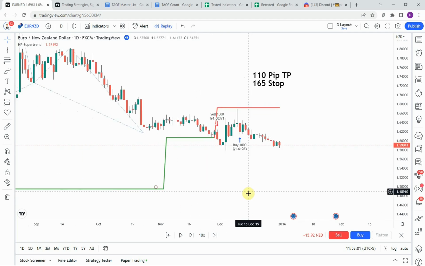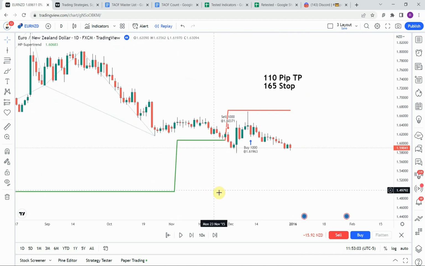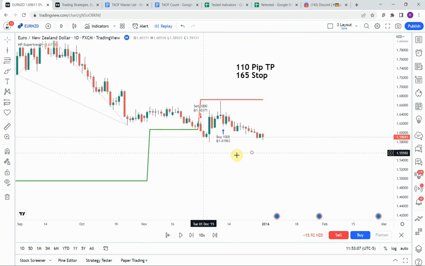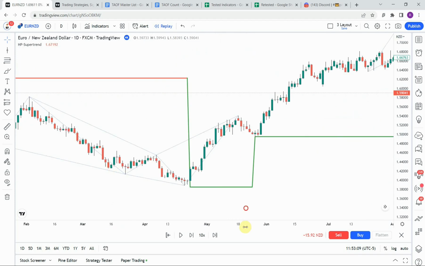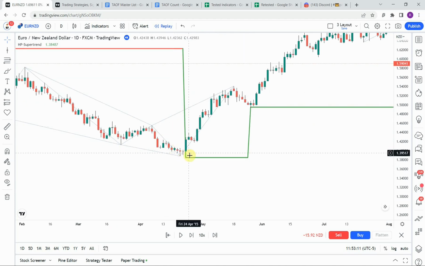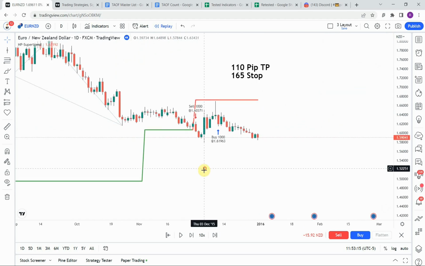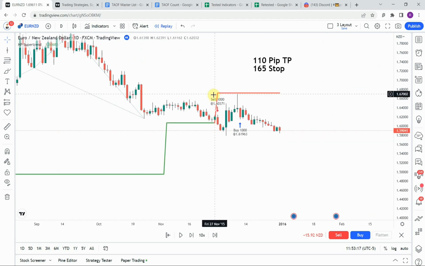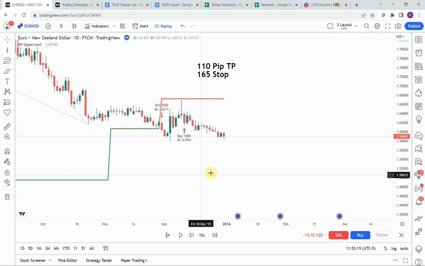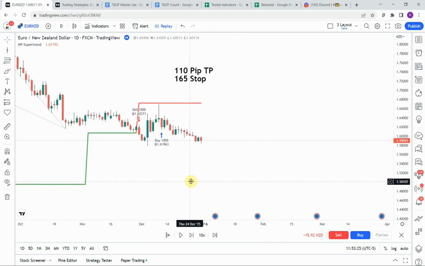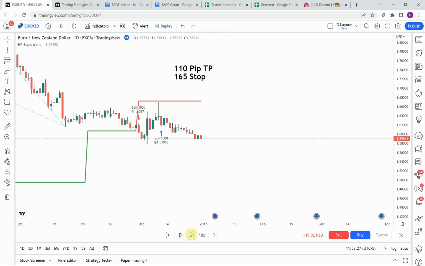All right, the setup on this is when the supertrend is below price action and green, or I guess when it jumps below price action and turns green, that is a signal to go long. When it jumps above price action and turns red, that is a signal to go short. And so that's the setup we're looking for. Let's go ahead and get on with the testing and see what we can get out of this.